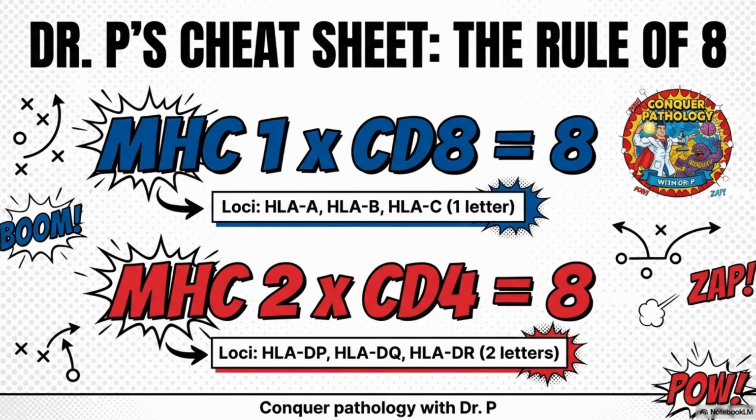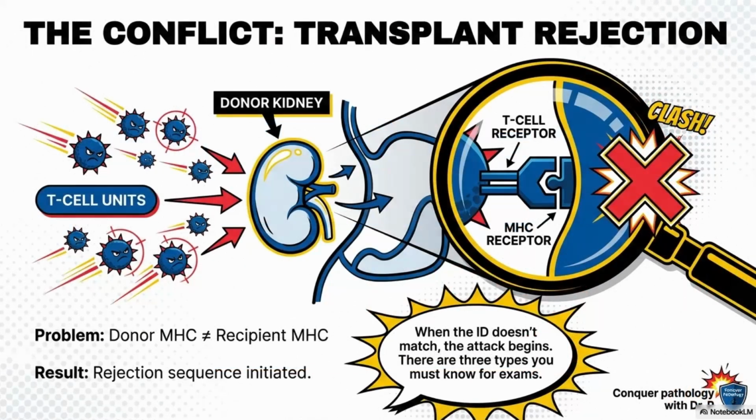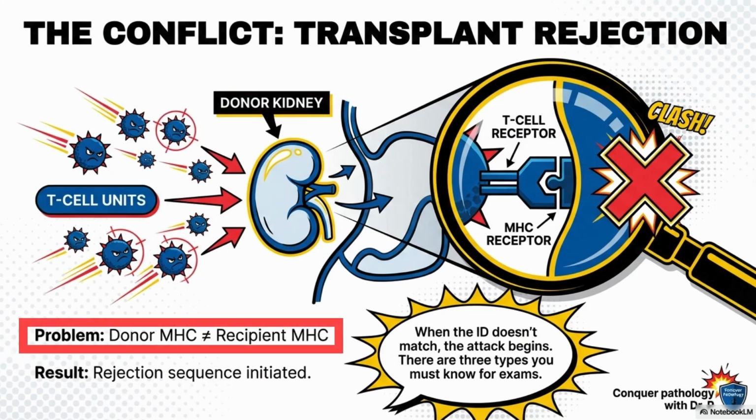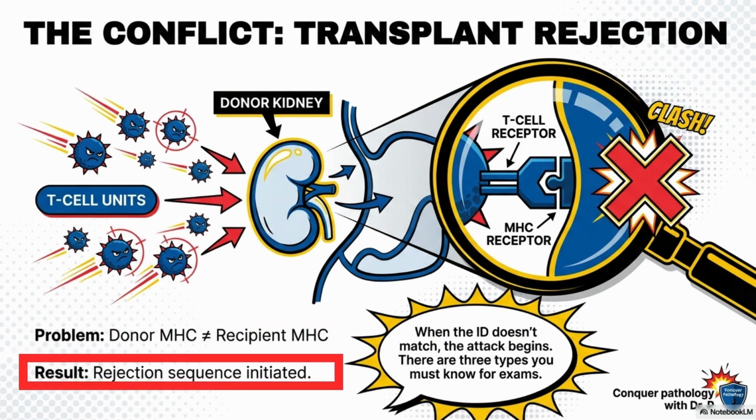Never forget it. Now the conflict. We are talking about transplant rejection. Here's the scenario. We have a donor kidney and T cell units. The problem here is the donor MHC does not equal the recipient MHC. When the ID doesn't match, the rejection sequence is initiated.